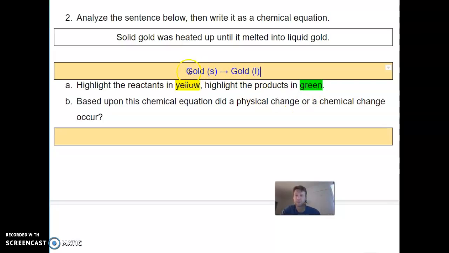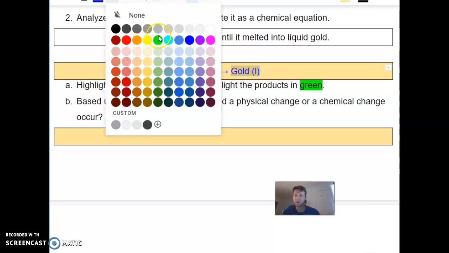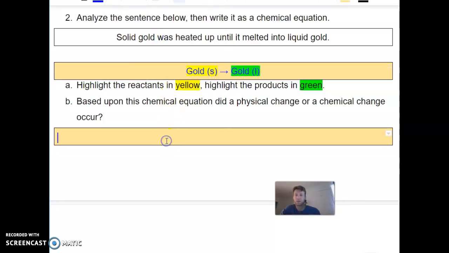It asks me to highlight my reactants in yellow, so everything I started with. Well, here I started with solid gold. And then highlight the products in green. Well, I ended up with liquid gold, so that's my product. Based upon this chemical equation, did a physical change or a chemical change occur? Well, I started with gold, and I ended with gold, so it must be a physical change.